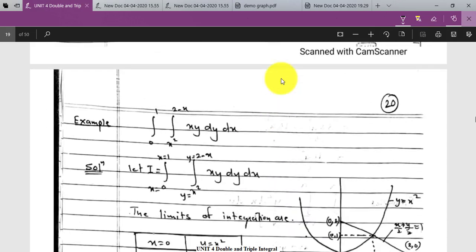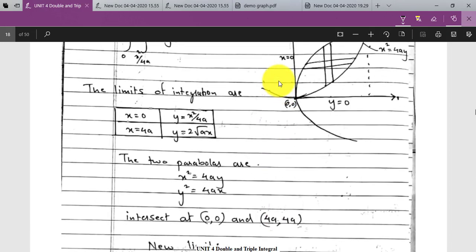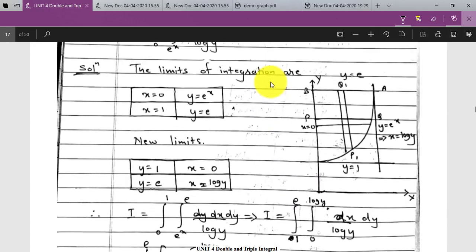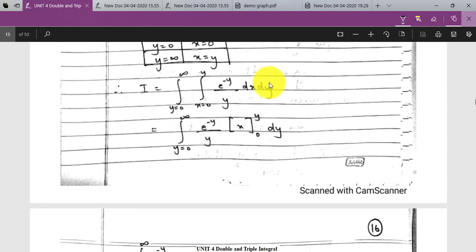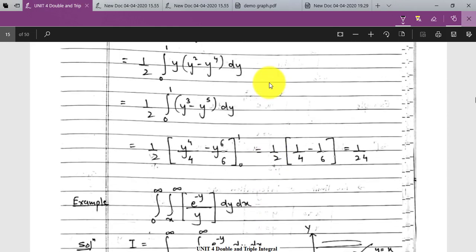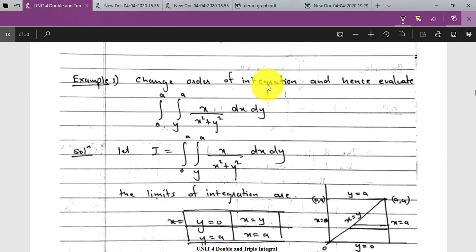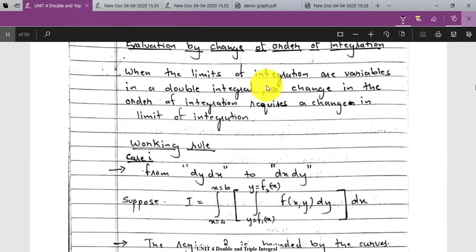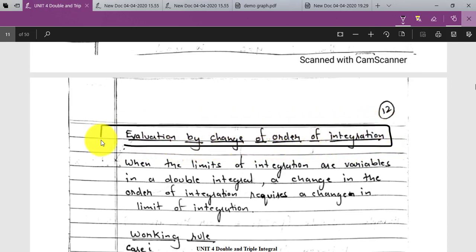In my previous class, we have gone through all these problems, and as I said, at any instant, if you have any problem, you can contact me for the solution, or you can send a message for the solution, right? That was the evaluation of change of order of integration.